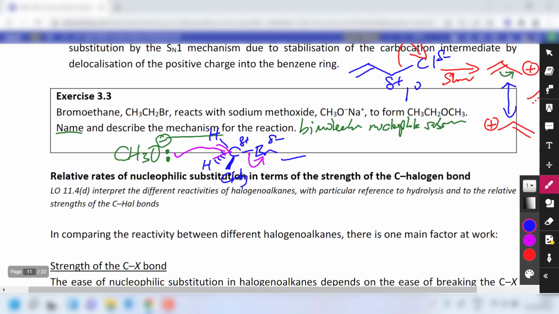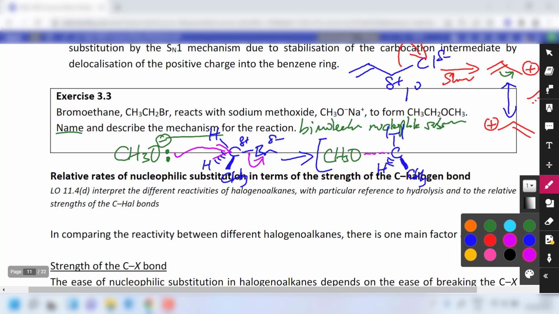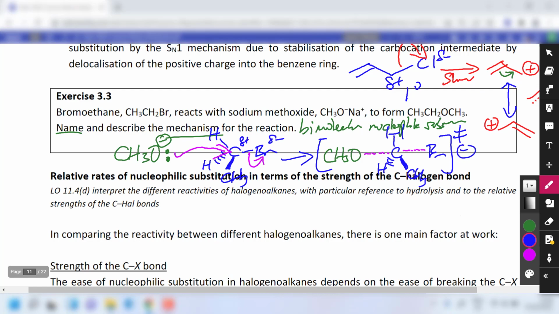Then I'm going to draw in the transition state. So the transition state will have CH3O, and then a partial bond formed between O and carbon. Then I'm going to draw the rest of the groups in, and this is a CH3, and then a partial bond breaking between C and Br. Br here. And this is the transition state with a negative charge.